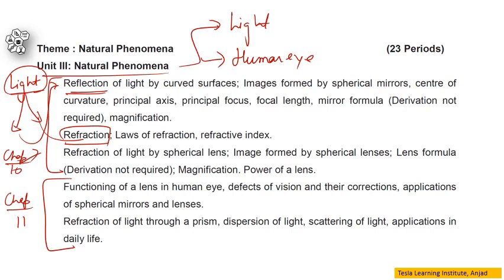We will be doing the light chapter. So we'll start from reflection of light. In the first lecture, we'll talk about reflection of light, what it is and how important light is. And we're going to talk about image formation by spherical mirrors, center of curvature, principal axis, principal focus. All these things we're going to discuss in detail. So that's it in this unit. We'll move to the next unit.